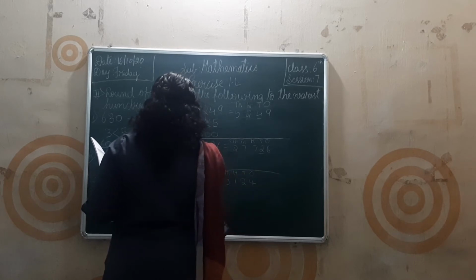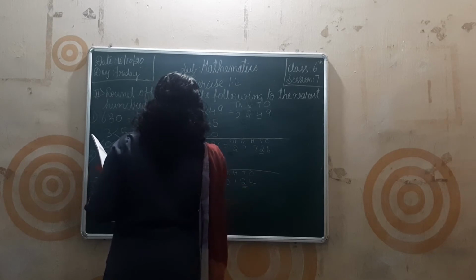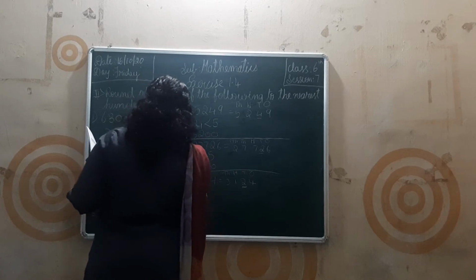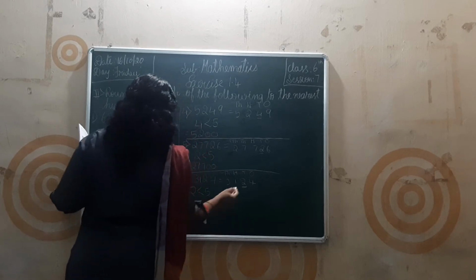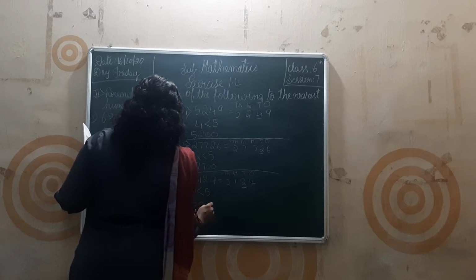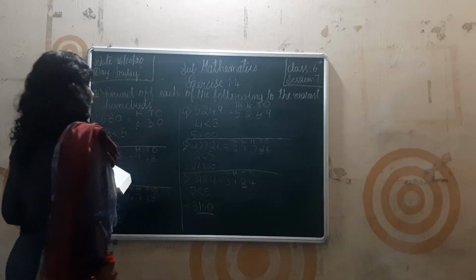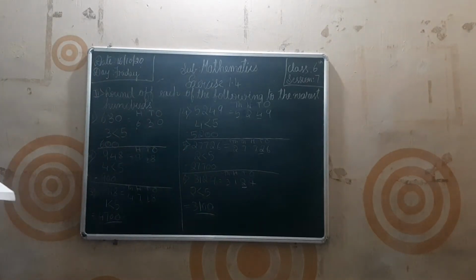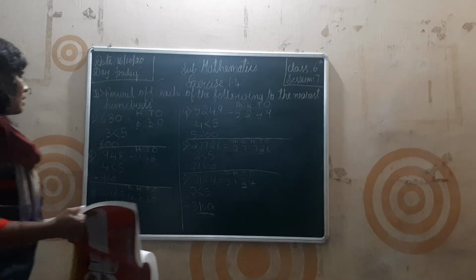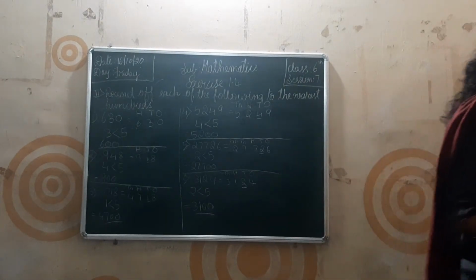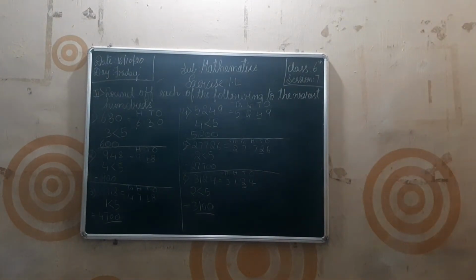So we have to consider only the tens place, that is 2, which is smaller than 5, so it will go back and become 3100. This is the answer. This is how we round off to the nearest hundreds. Next is rounding off to the nearest thousands, which is also given here. Children, copy everything in your notes.